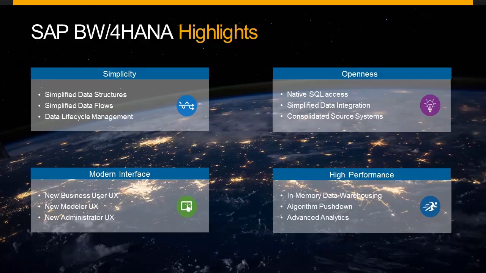So as we talk about the highlights and features and functionalities that are delivered with BW for HANA, you're going to see 4 themes to it, and they're going to be focused in the areas of simplicity, openness, a modern interface or UI, and high performance. These are really the 4 blocks that the capabilities of BW for HANA fall in.